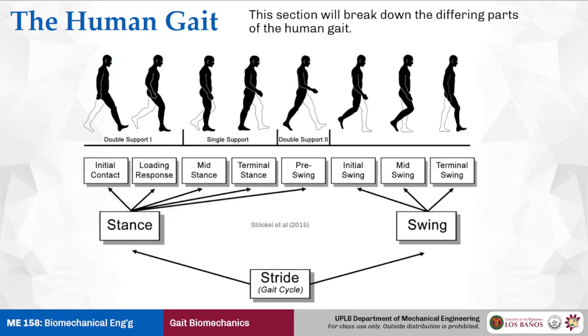So all in all, this is one cycle of your leg. And if you combine these together, from the stance to the swing, we call that the gait cycle.